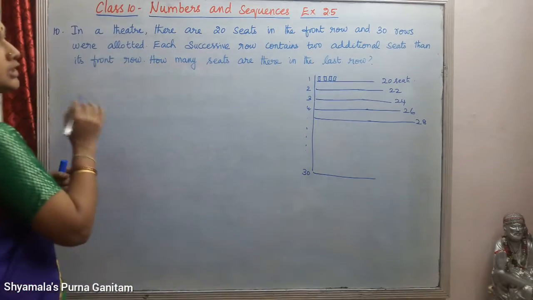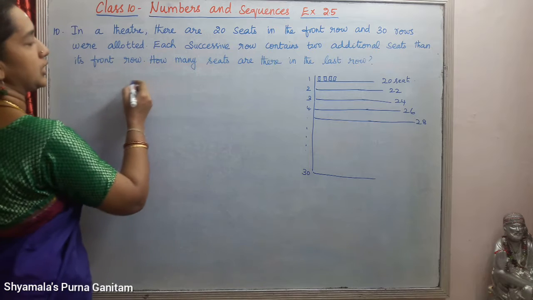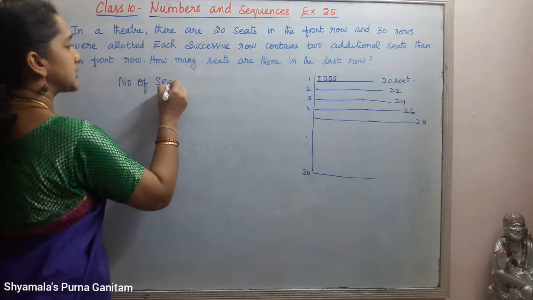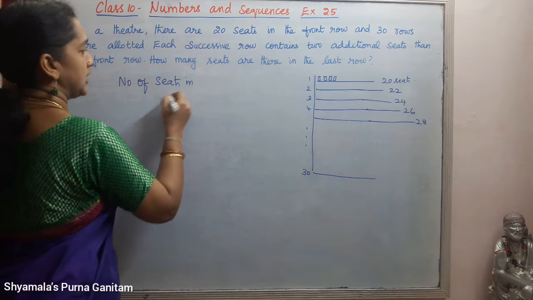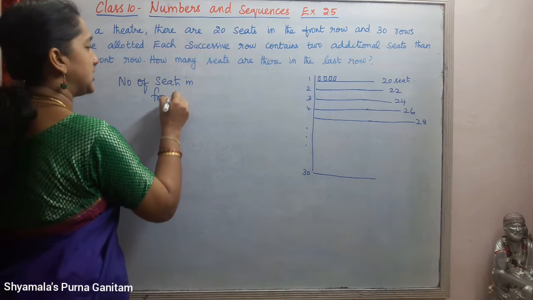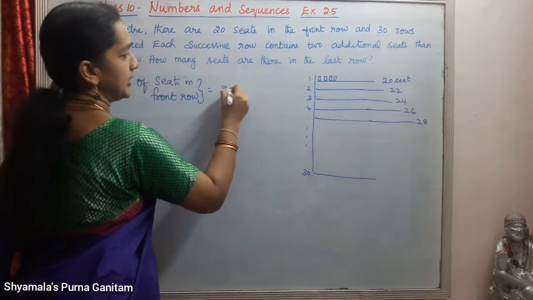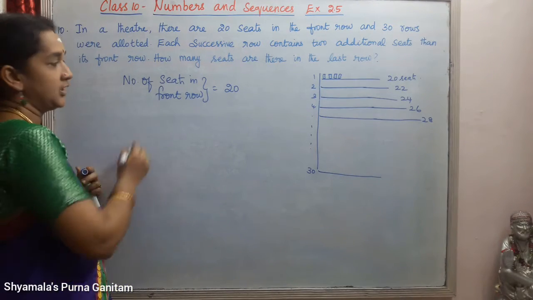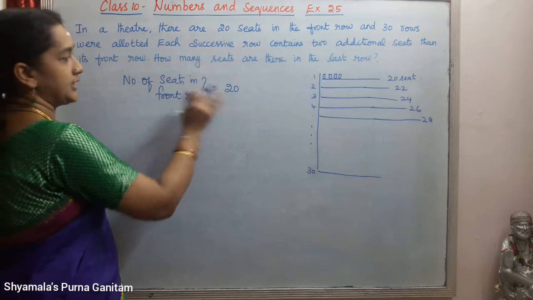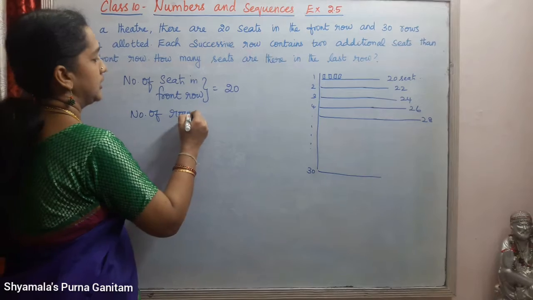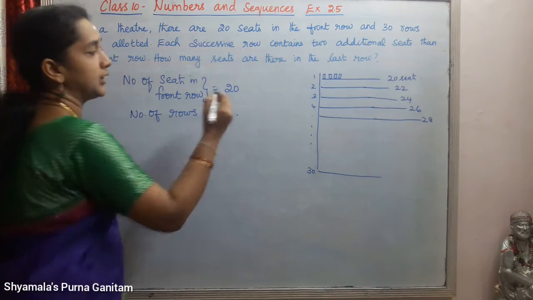Okay, so what are all the things given that we will write? Number of seats in front row is equal to 20. Then number of rows is 30. Number of rows is equal to 30.